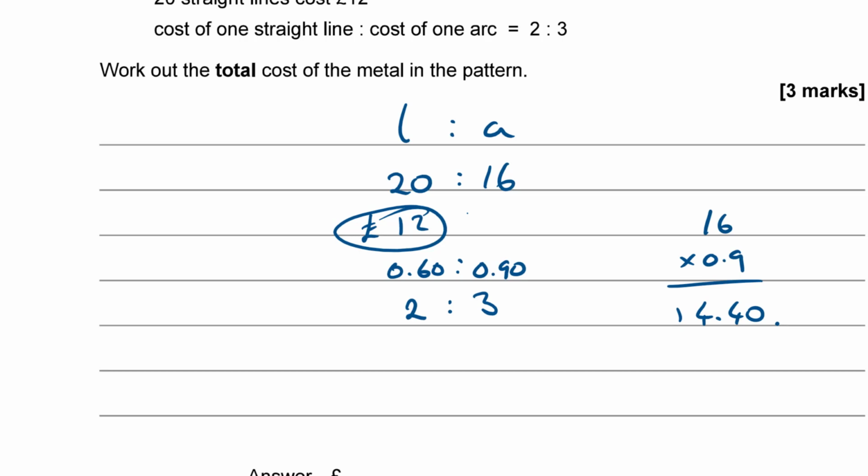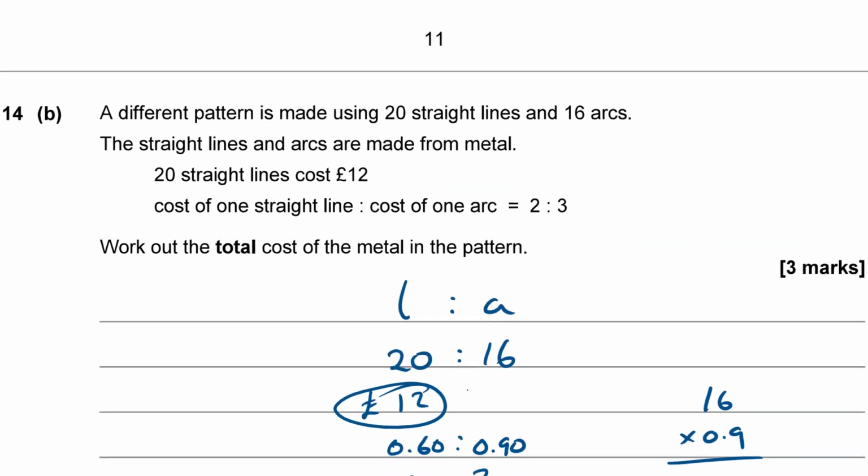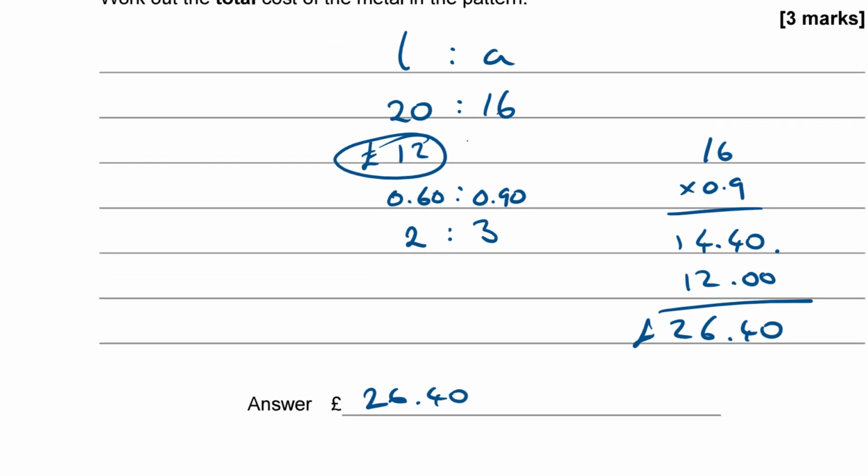Okay, so what's the total cost of the metal? Then the total cost of the metal is going to be £12 plus the 14.40, which is £26.40. Now that was a very horrible question. A lot of you have to be quite careful thinking that one through, I think. But we got there in the end.